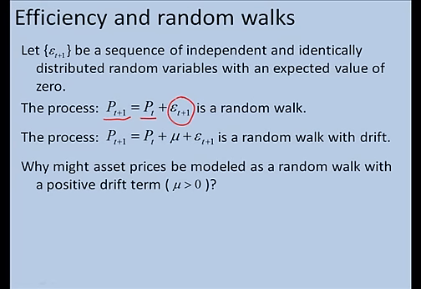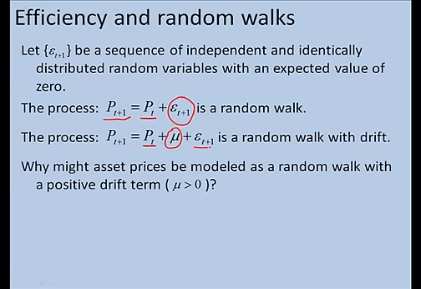Sometimes you hear about random walks with drift. Here, the price tomorrow is going to be equal to the price today plus what they call a drift component plus the random error term. Why would asset prices be modelled as a random walk with a positive drift term? Well, let's think back to market efficiency.